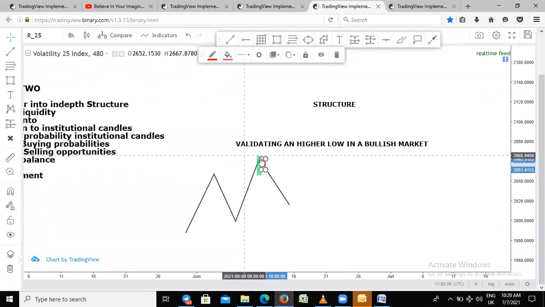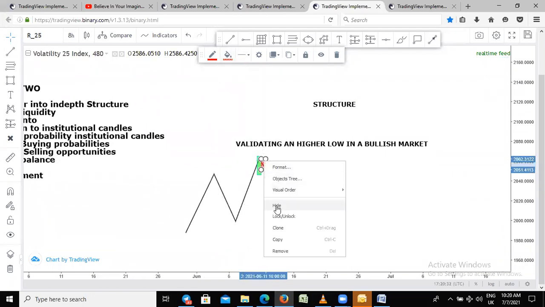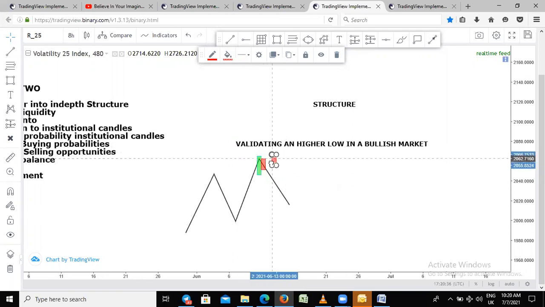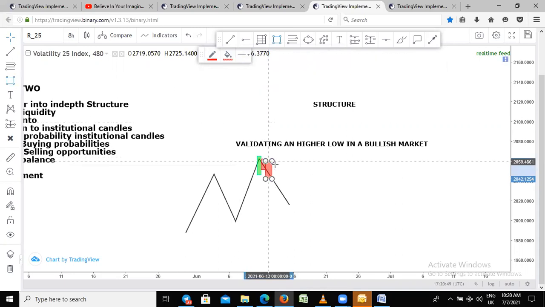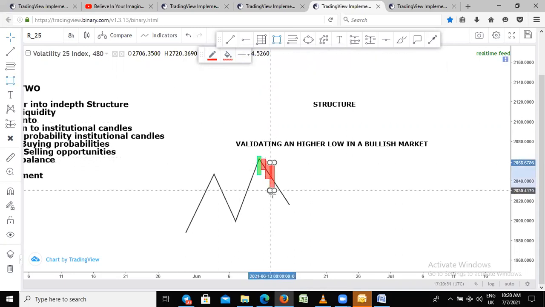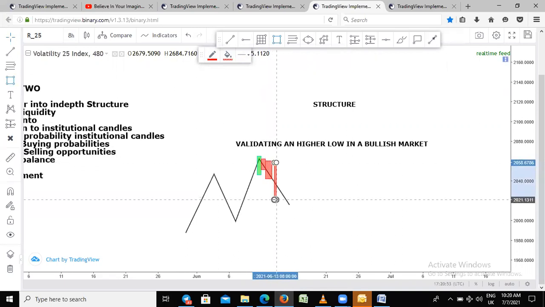Two bearish candles. I want to see two bearish candles close below this. Then we can have retracements of another one again, like this. Another retracement like this. So this is the first confirmation you want to see.